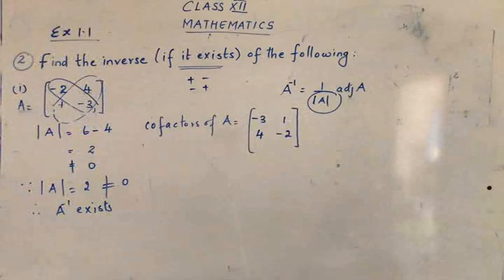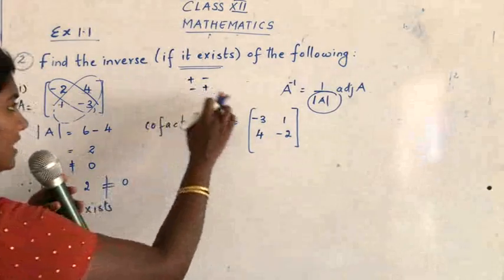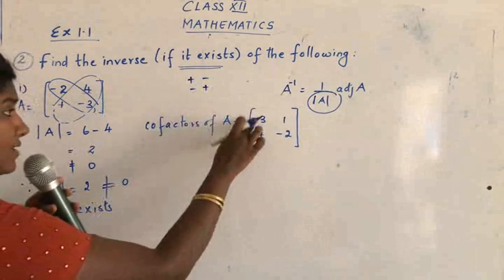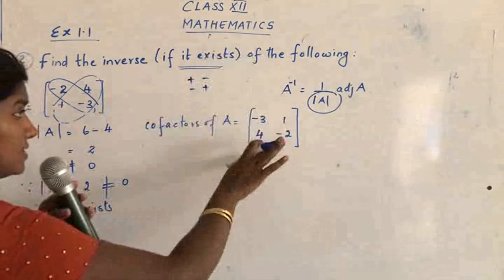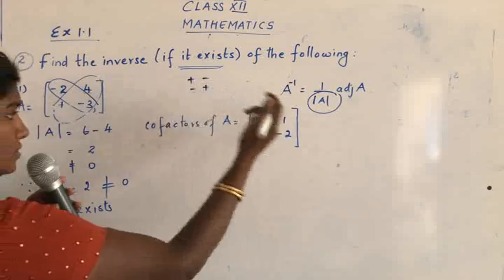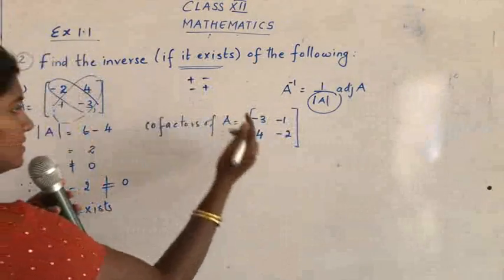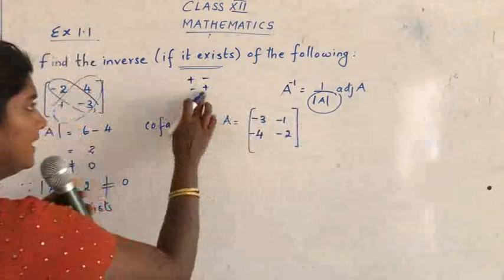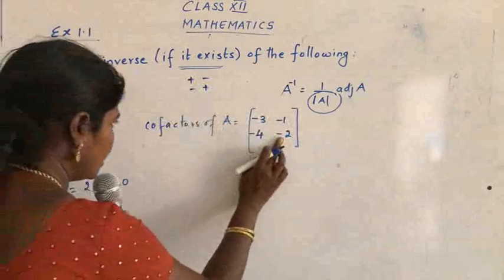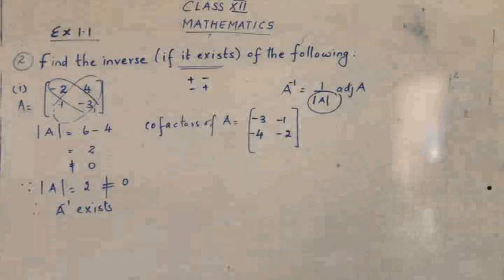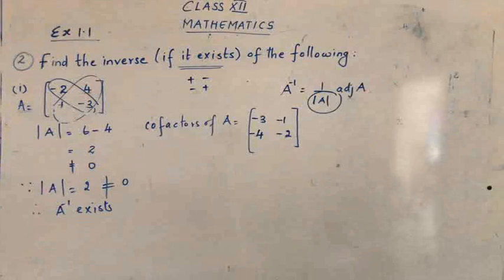So what we are going to do now is change the sign. Now what is the sign for the first element? It's plus. So no need to change any sign. The minus 3 will remain as minus 3 itself. Now it's minus, so you have to insert your minus sign. Again here it's minus, so insert here a minus sign. It's plus, so this will not change. So what is the cofactors of A? It's minus 3, minus 1, minus 4, minus 2.